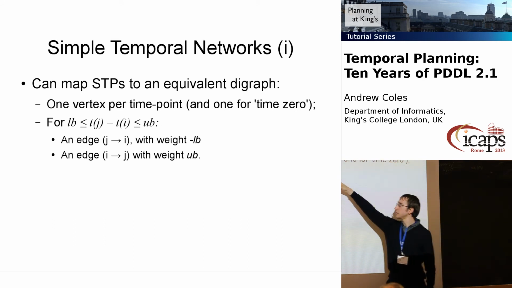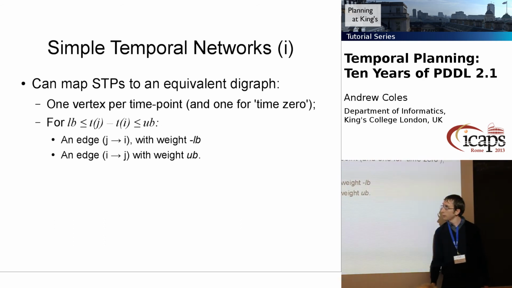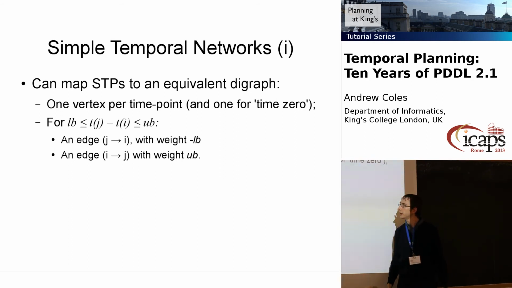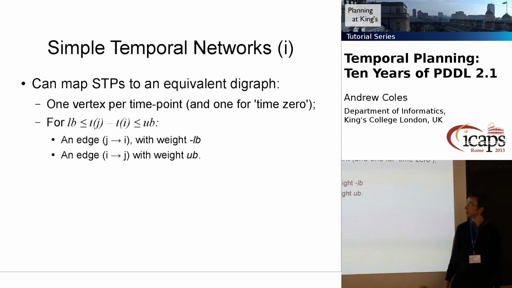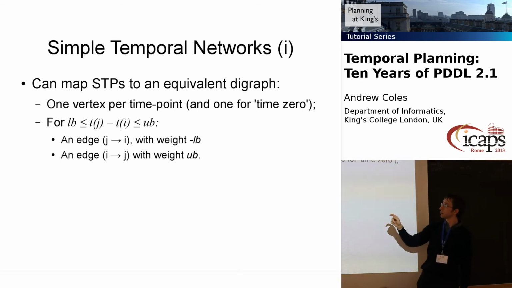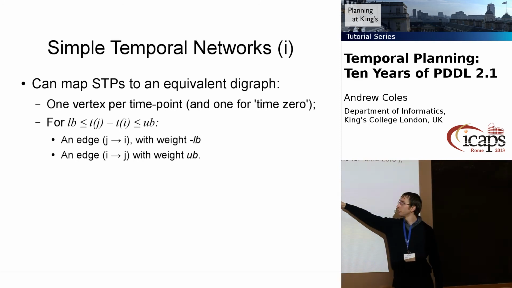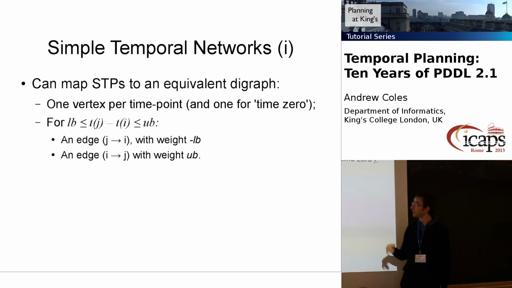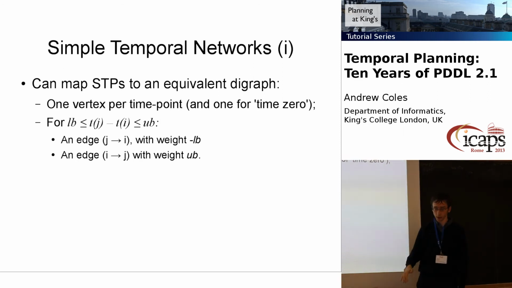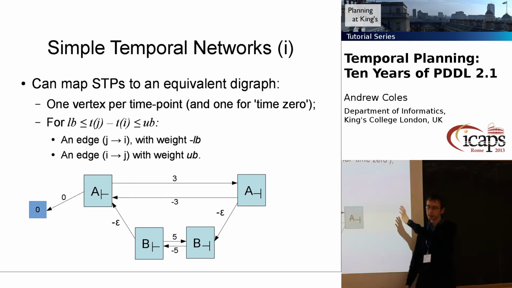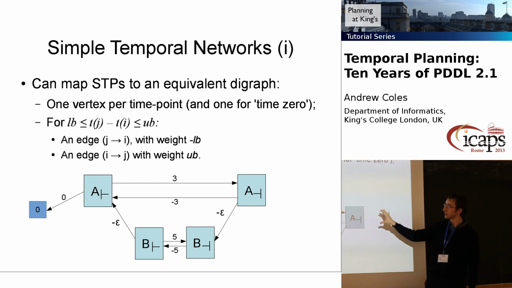Then we can turn this inequality into a pair of edges. If j has to come at least LB time units after i, then we would have an edge in the diagram from j to i with weight minus LB. And if j can come at most UB time units after step i, then we have an edge from i to j with weight UB. So these numbers become the edge weights. This slightly cryptic representation, which I've been using all along, is exactly the simple temporal network representation of the temporal constraints on this little example here.